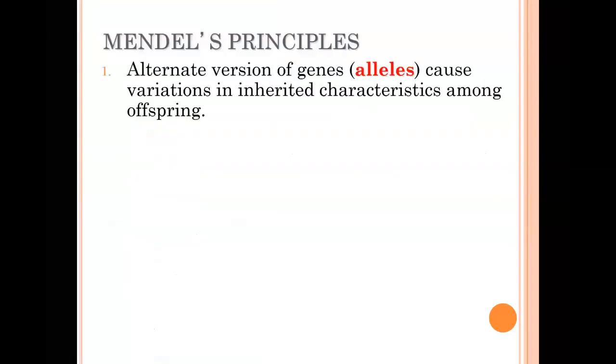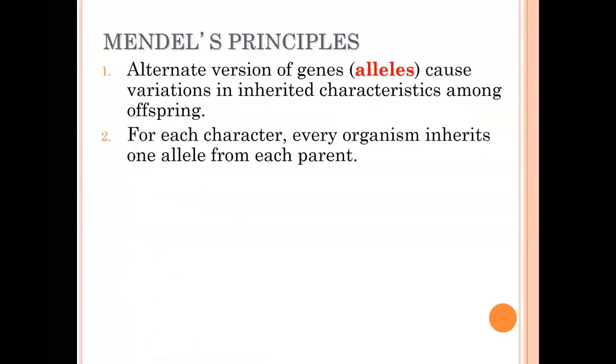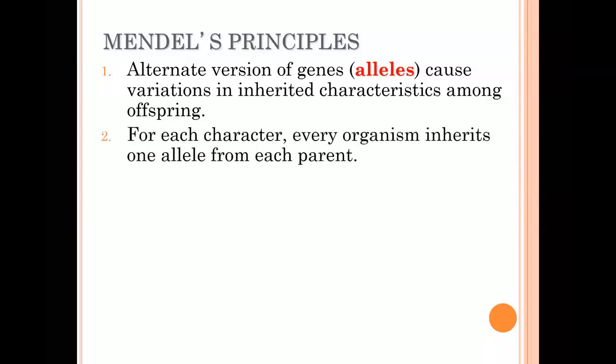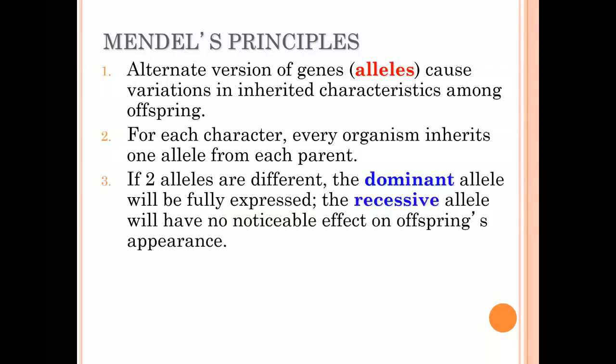And so he came up with these principles. Alternate versions of a gene called alleles cause variation in inherited characteristics among offspring. So you're going to fill in the word allele. For each character, every organism inherits one allele from each parent. So one is maternal, one is paternal, you have two. That's why anytime you give the letters for a trait, it's either big P, big P, big P, little p, little p, little p. There's two of them. One came from each parent.